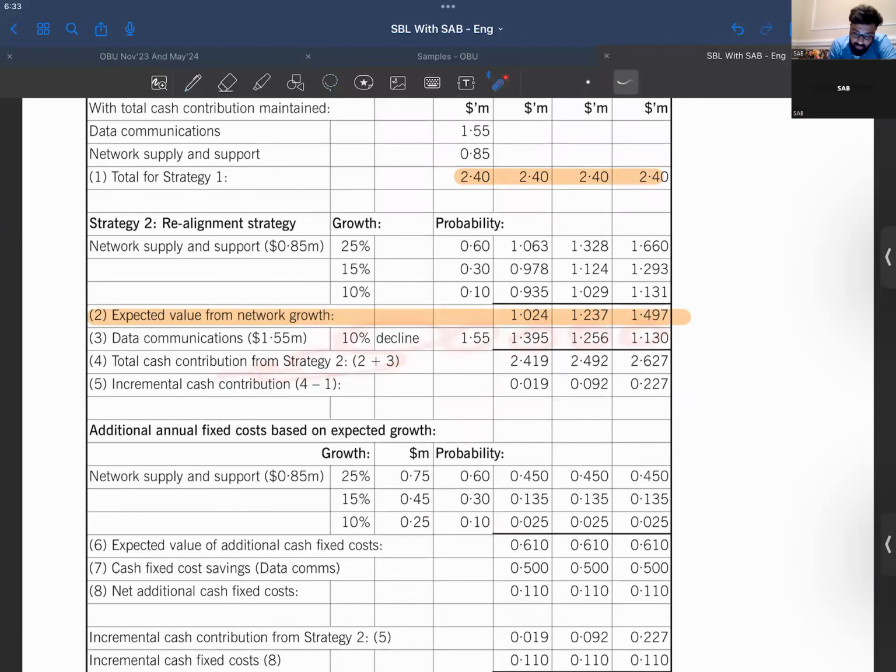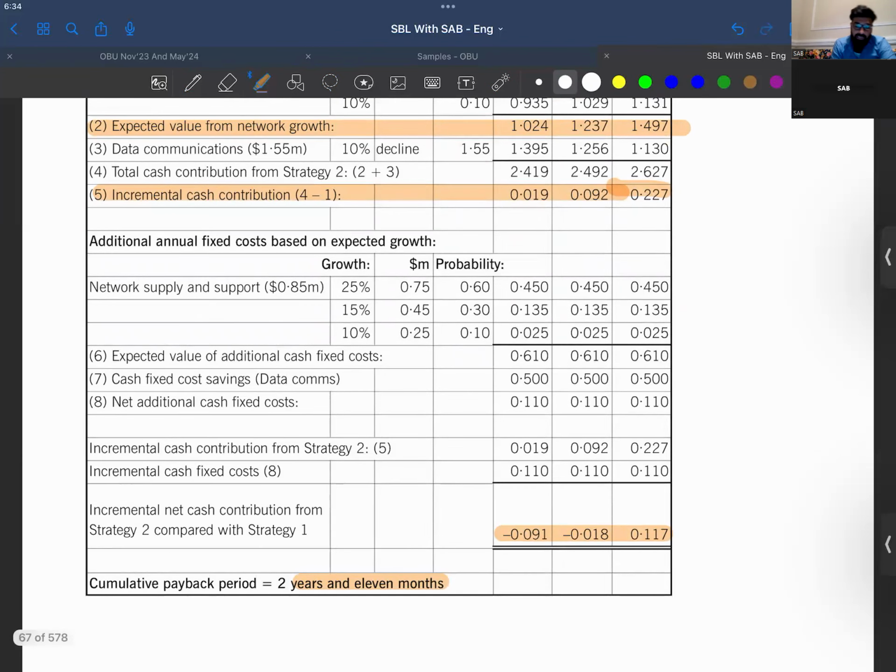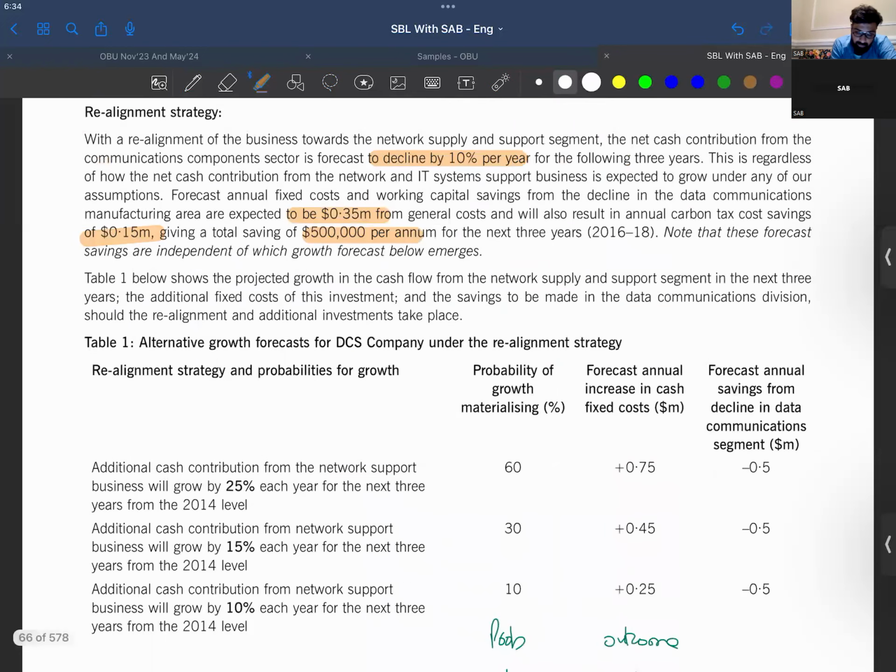Total cash contribution for strategy 2, that's total of this plus this, right? So this is total for this incremental cash contribution, that's 4 minus 1. So this is the incremental cash contribution. I'm just letting you know the workings, and then we'll be critically evaluating while attempting, right? So additional annual fixed cost based on expected growth. So this was the growth expected. These were the probabilities. So we have got this number, expected value of the fixed cost, cash fixed cost saving. It gives you a saving of 5 lakhs. It told us that it will give us the saving of 5 lakhs.